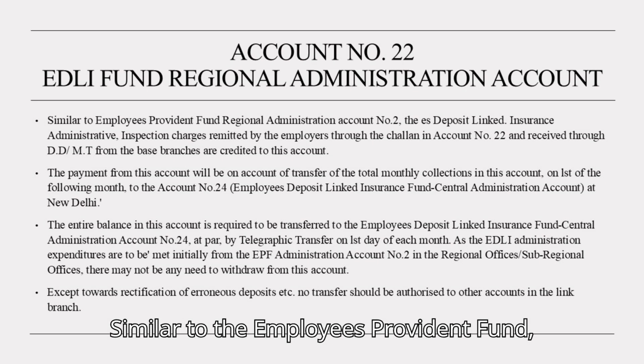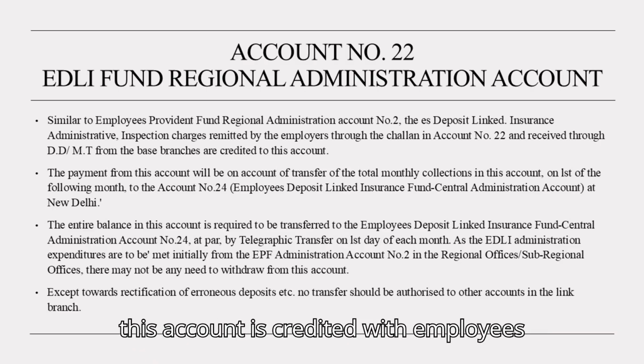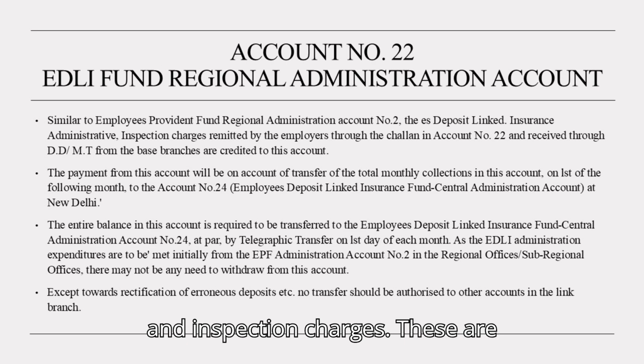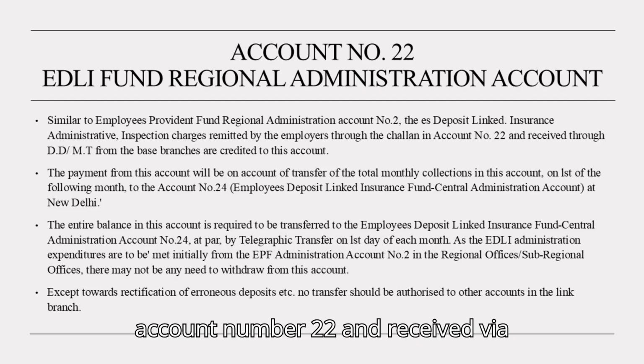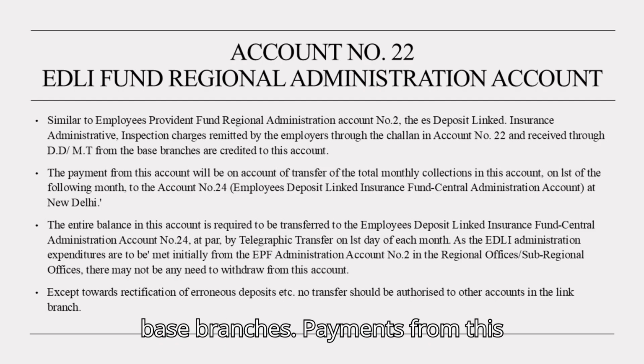Similar to the Employees Provident Fund Regional Administration account, this account is credited with employees' deposit-linked insurance administrative and inspection charges. These are remitted by employers through challans in account number 22 and received via demand drafts or money transfers from base branches.